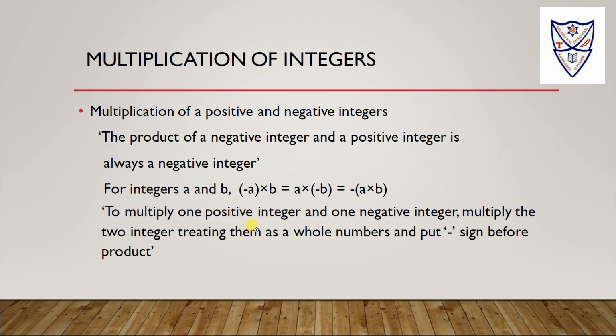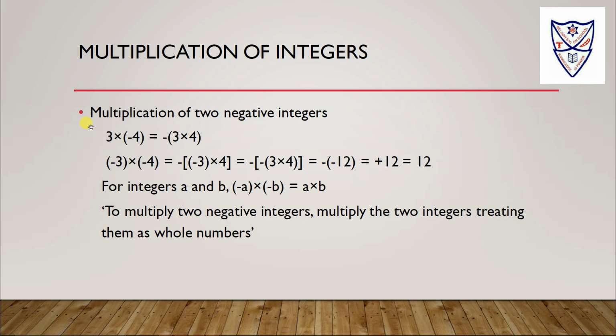To multiply one positive integer and one negative integer, what you have to do: multiply the two integers treating them as whole numbers and put minus sign before the product. Next, multiplication of two negative integers. As we have learned earlier, 3 multiplied by minus 4 is equal to minus in the bracket 3 multiplied by 4. This we will use in multiplication of two negative integers.